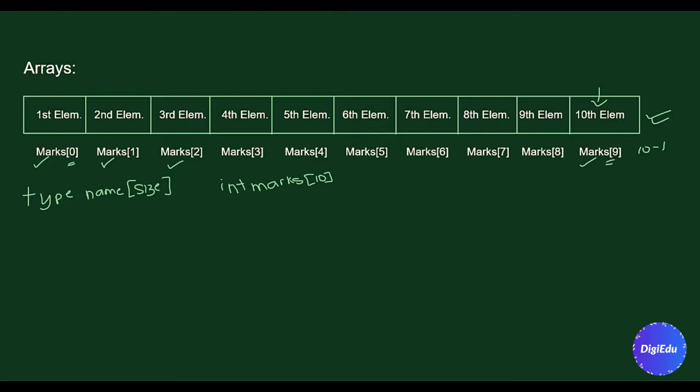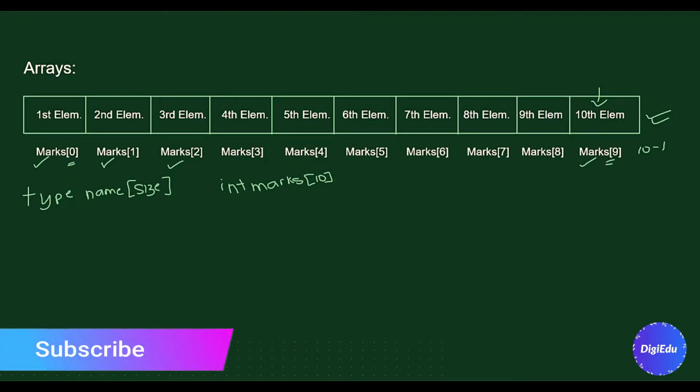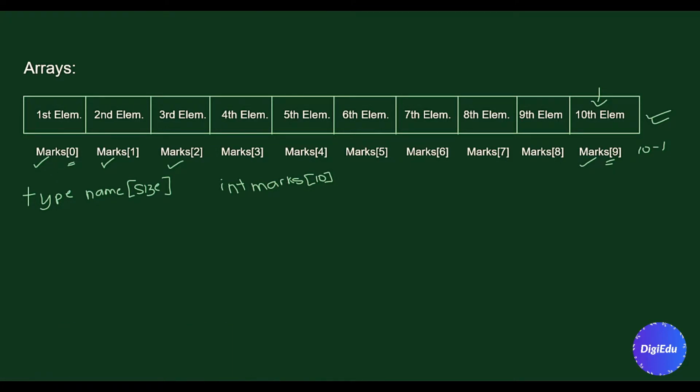So therefore you can say that arrays are generally used when we want to store a large amount of similar type of data. Okay, so when you want to store a large amount of similar type of data, we use array. But array has certain limitations. The first limitation is fixed size. It is of fixed size, right? So this is one of the limitations of an array.